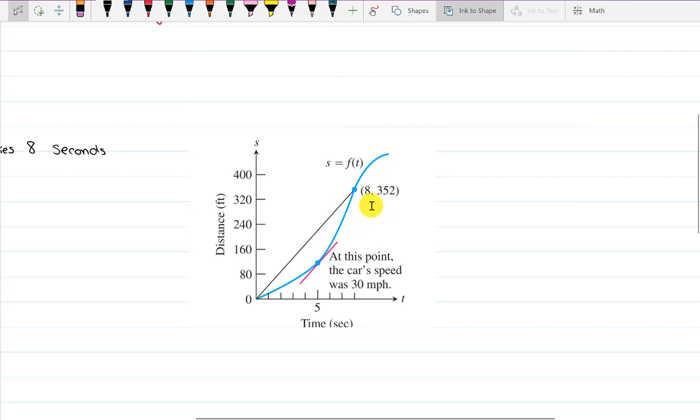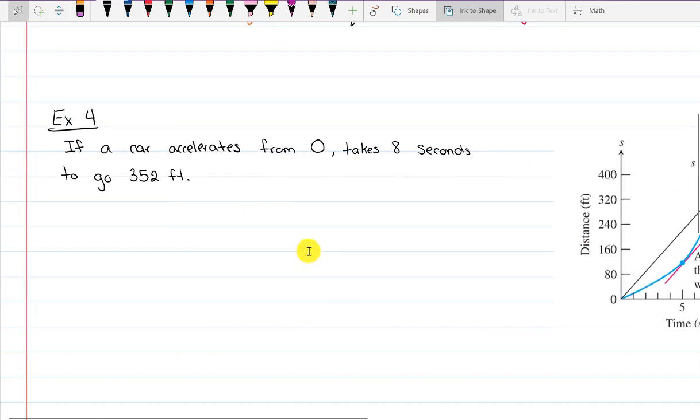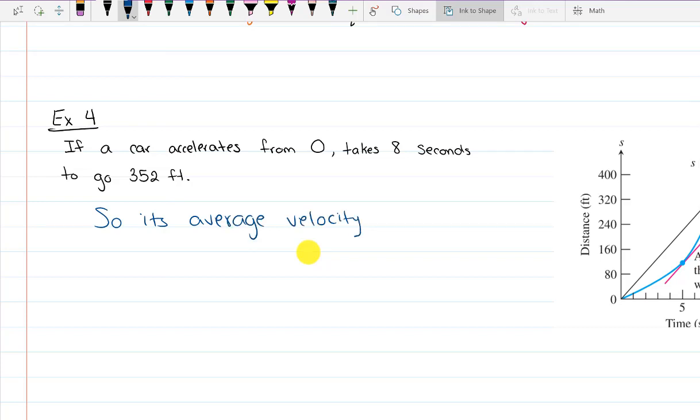So the mean value theorem says that if we find the average speed, then the car had to move at that speed at one point. So interpreting the mean value theorem, its average velocity is 352 feet, that's how far it's traveled, divided by 8 seconds, how long it took it to travel, which reduces down to 44 feet per second.